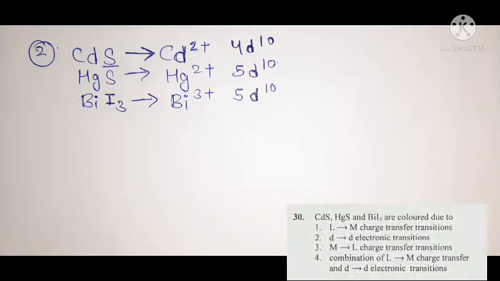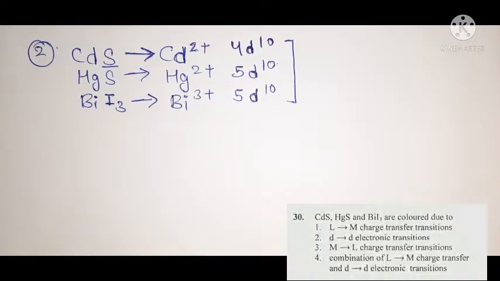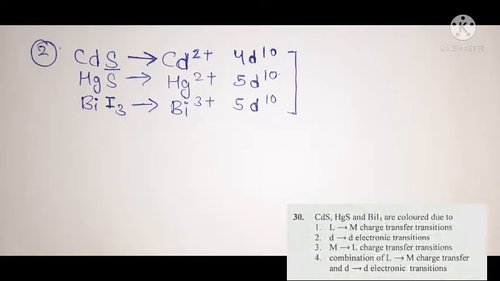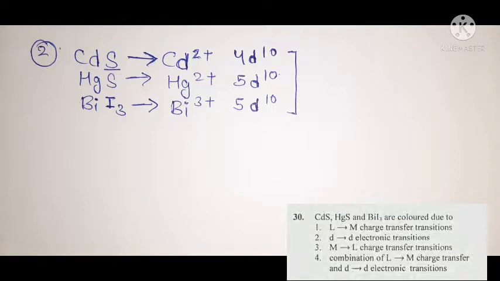Okay, so these are the electronic configurations. Now on the basis of these fulfilled electronic configurations of their d orbitals, we conclude that there is no empty d orbital present in these metal ions. And when there is no empty d orbital present in a metal ion, then there is no d-d transition, because we know very well that for d-d transition there is a must condition that at least a single empty d orbital is present in that metal ion.